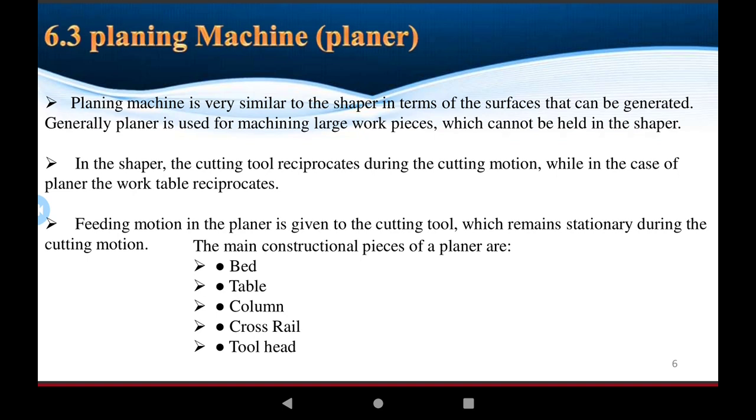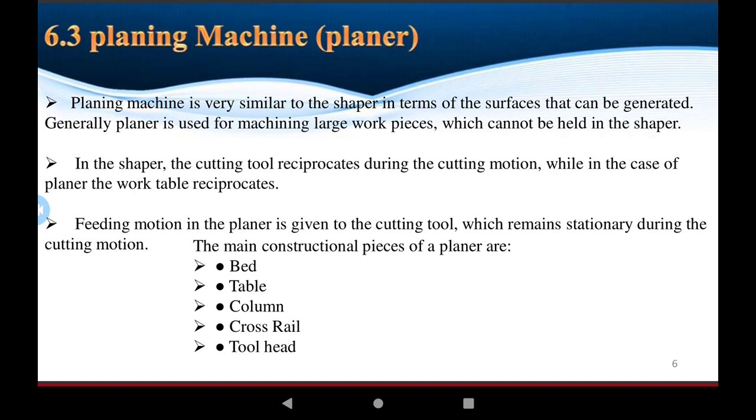The other element of this machine is that it performs different work, and different tools are used for different operations. The general planer is for large workpieces. Suppose an automobile component, a very large component, is machined on this machine, which handles workpieces that cannot be held otherwise.